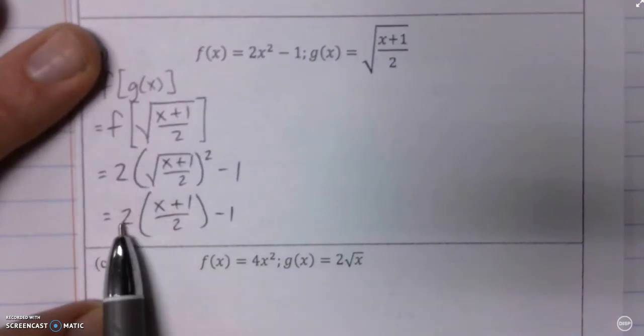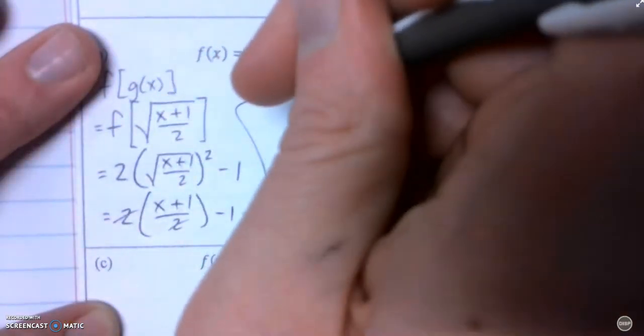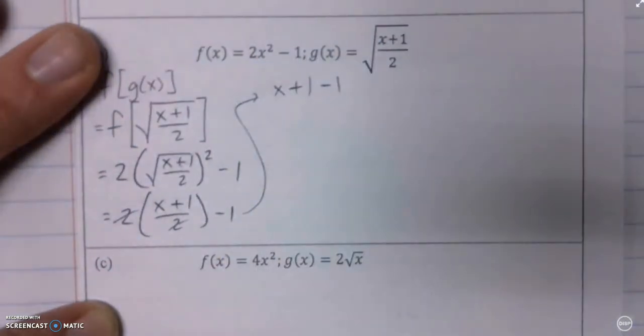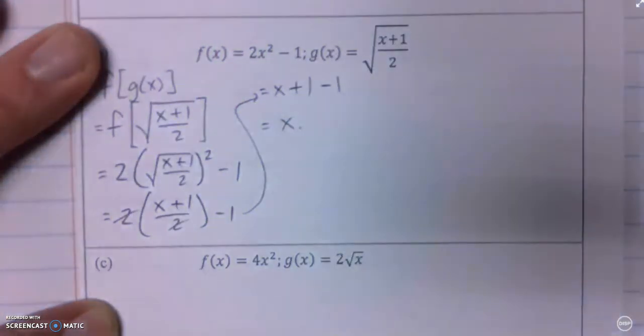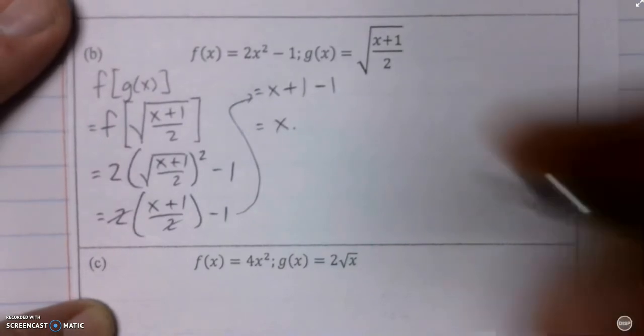If you multiply 2 by something over 2, the 2's cancel. So you get x plus 1. Don't forget the minus 1. And what's x plus 1 minus 1? It's x. Halfway home. Halfway there.